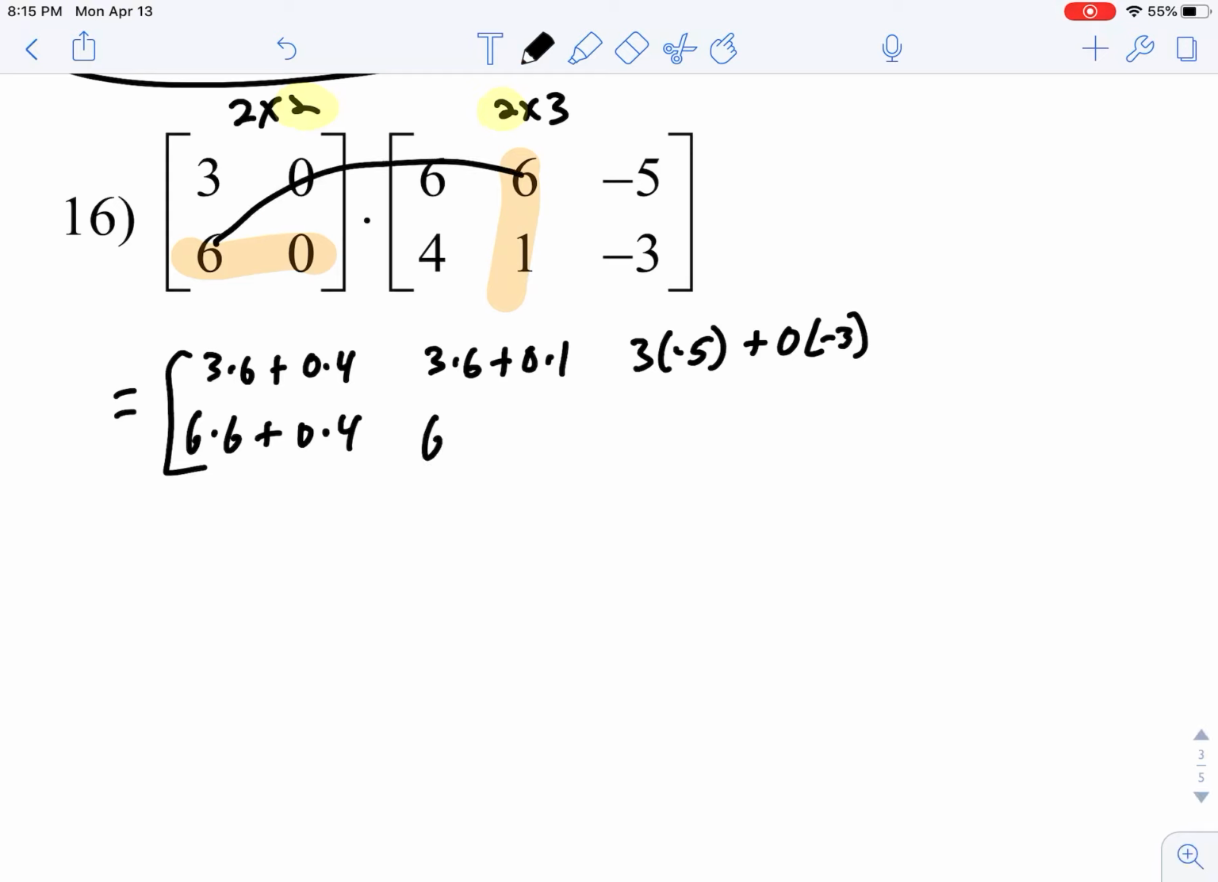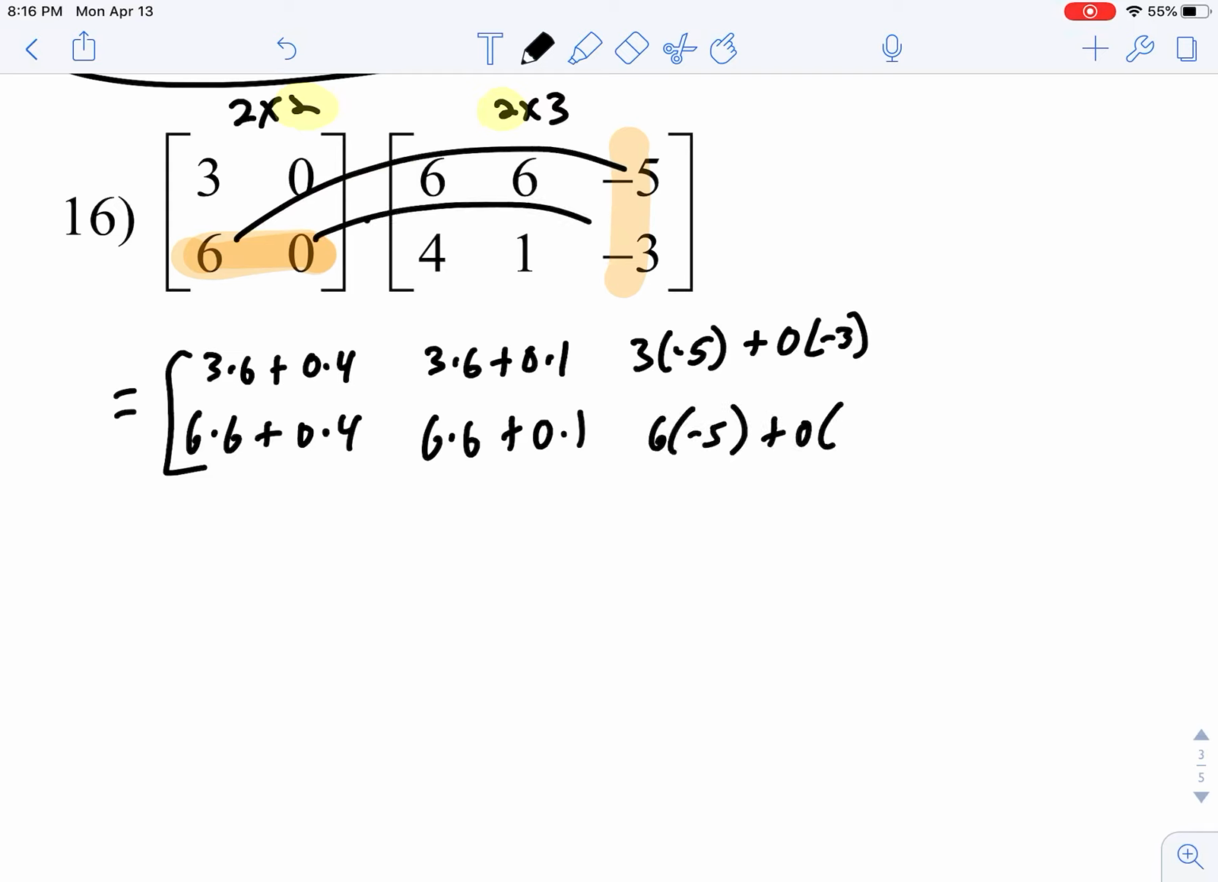6 times 6 plus 0 times 1. Then we do this row times this column. 6 times negative 5 plus 0 times negative 3. Simplify all this. Well, this is going to be easy. 3 times 6 is 18. 0 is just 0, so that's going to be 18. That's going to be a 0. 3 times 6 is also 18. That's going to be 0.